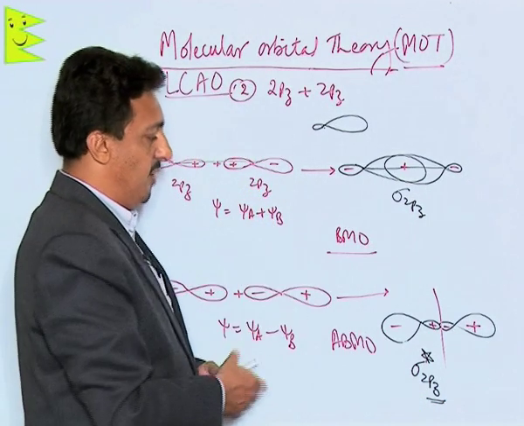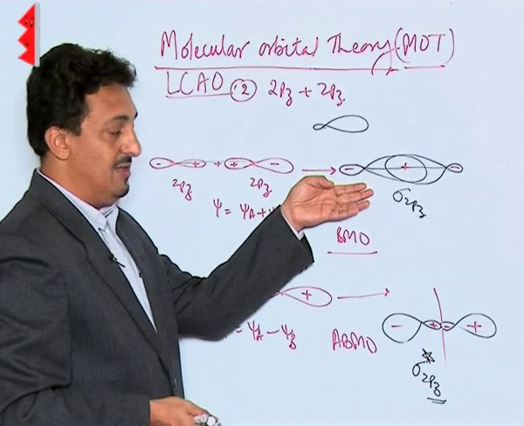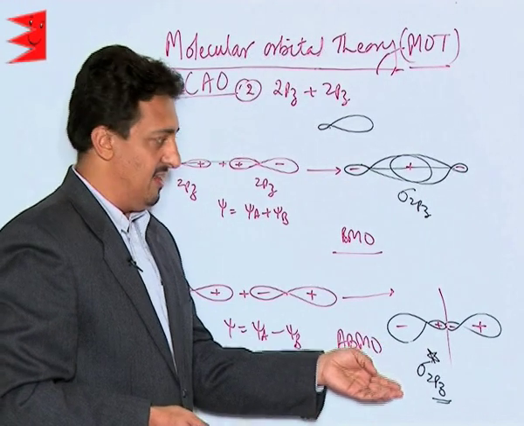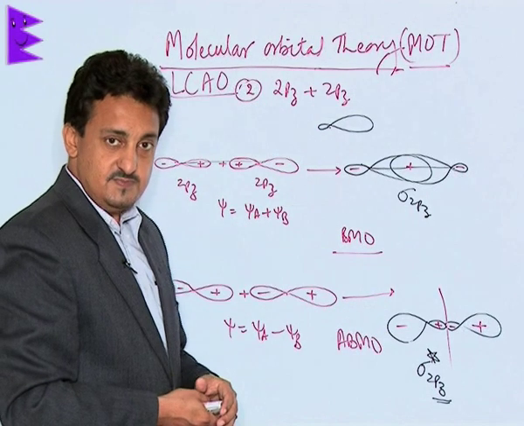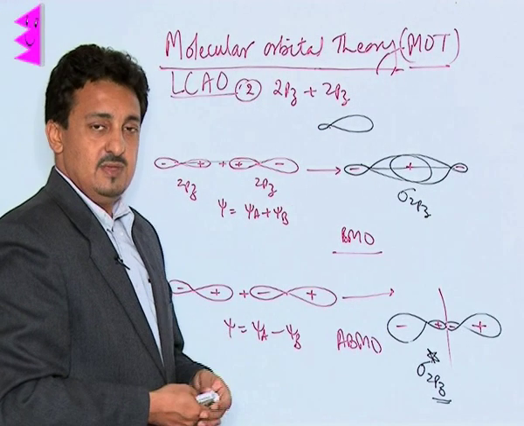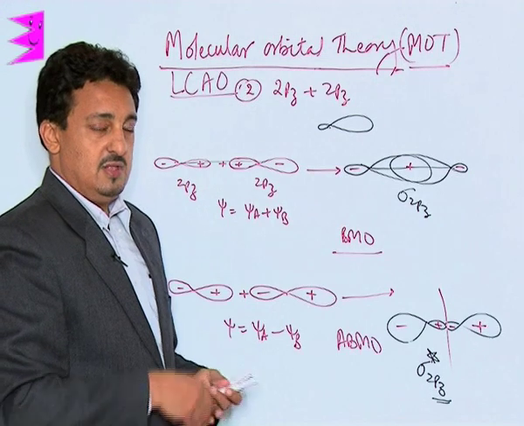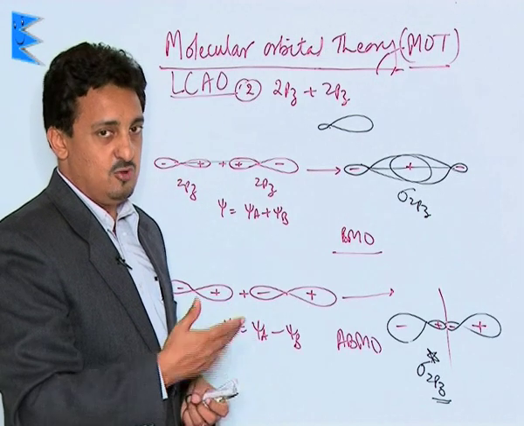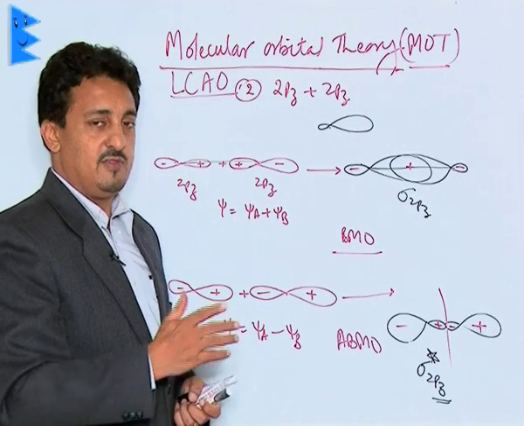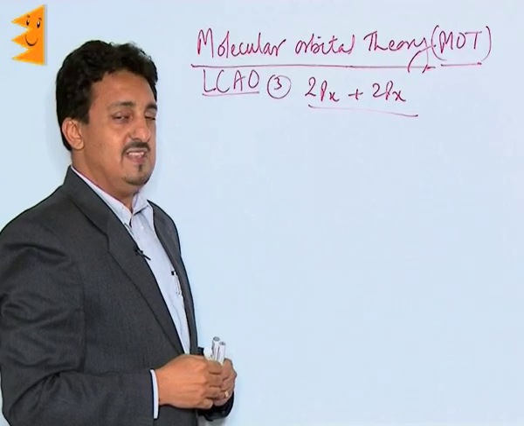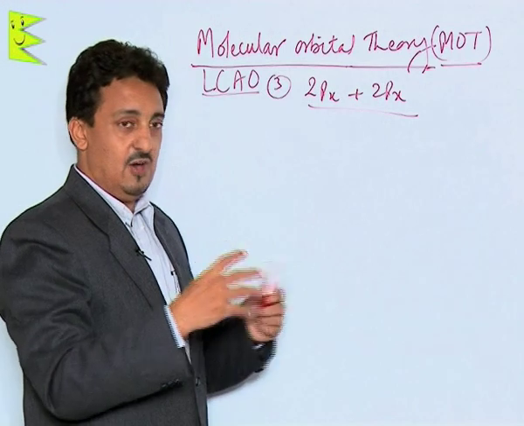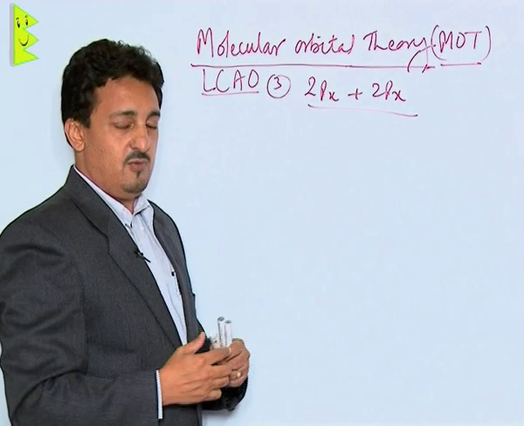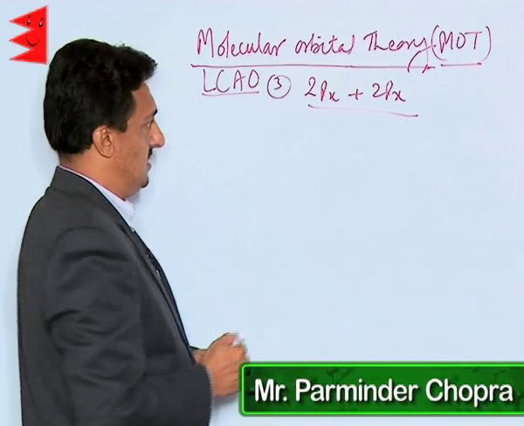So these two are formed. Definitely the energy of this will be lower, the energy of this will be higher, and this will be present at a lower energy level, this will be present at a higher energy level. Now let us see the formation of the 2px, 2px or 2py, 2py. Both of these will be almost of the same type. Let us see how these 2px orbitals overlap and what type of molecular orbitals they form.